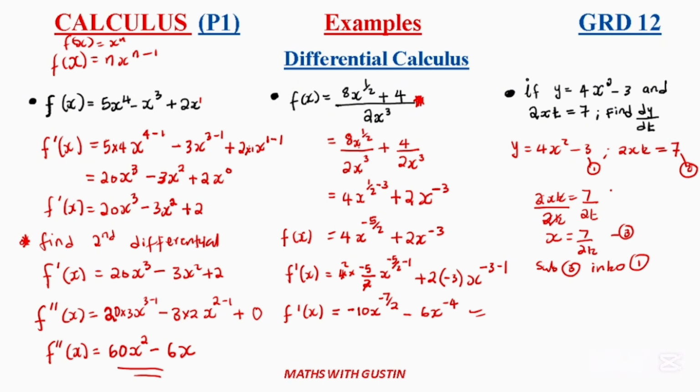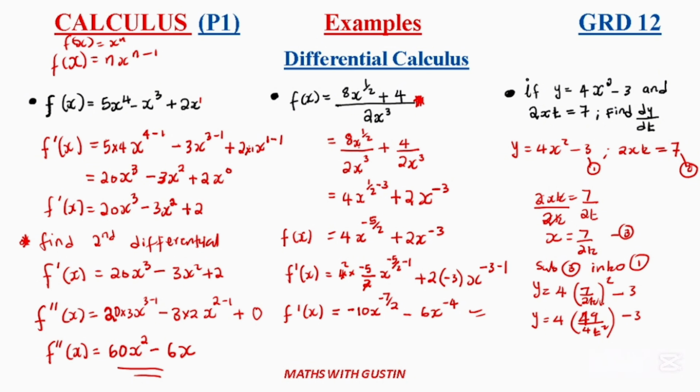Okay, before we can even think of taking the derivative. So what would you have? You would say y is equal to 4, and where there's x, we're going to put 7 over 2t, all squared, minus 3. Therefore we need to simplify this further. y is equal to 4, and then 7 squared is 49. 49 all over 2t squared, minus 3.